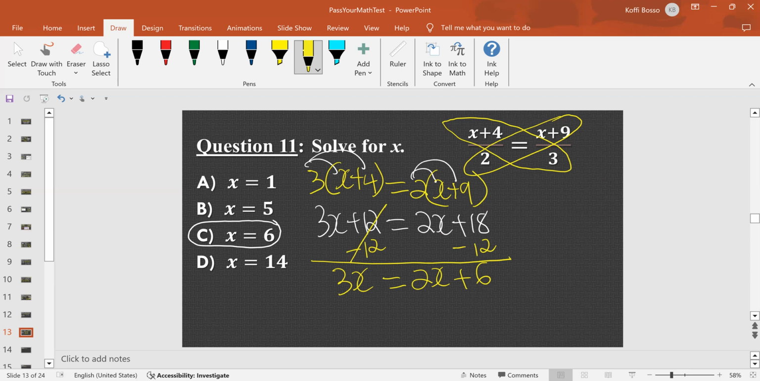Okay, the next step, because we are solving for x, let's remove 2x on both sides. So therefore, we're going to have x alone here because 3x minus 2x is x is equal to this, and this cancels out 6. That's why C is the correct choice.